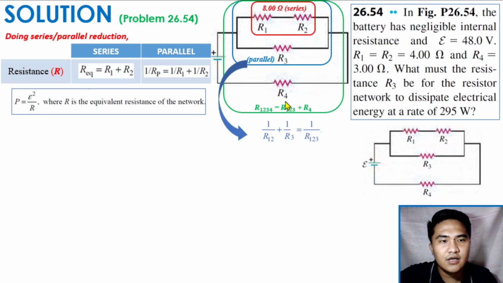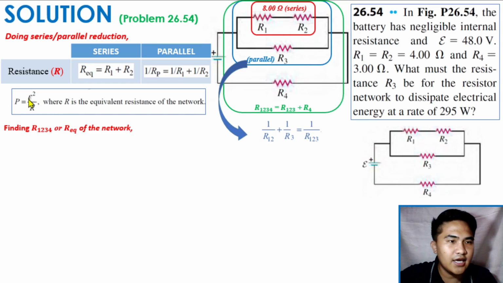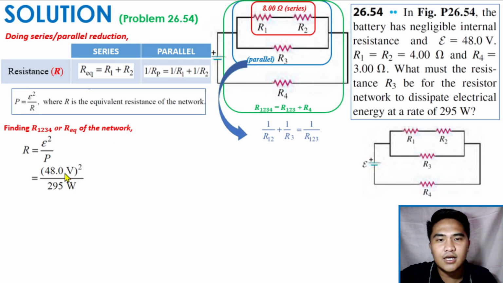We do not have a value for R123, but we have a value for R4. Since we do not have a value for R123 yet, we can solve the resistance using this formula of power. So power is equal to EMF squared over R, since we have the value for P and the value of the EMF. So finding R1234 or R_eq of the network, or simply the R, we will substitute the values.